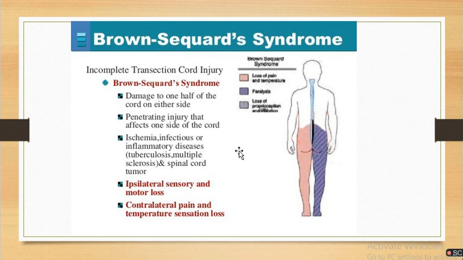And then I already told you the causes. Causes can be ischemia, infection, inflammatory diseases like tuberculosis, multiple sclerosis, and spinal cord tumor. So this is how that disease affects our half spinal cord.